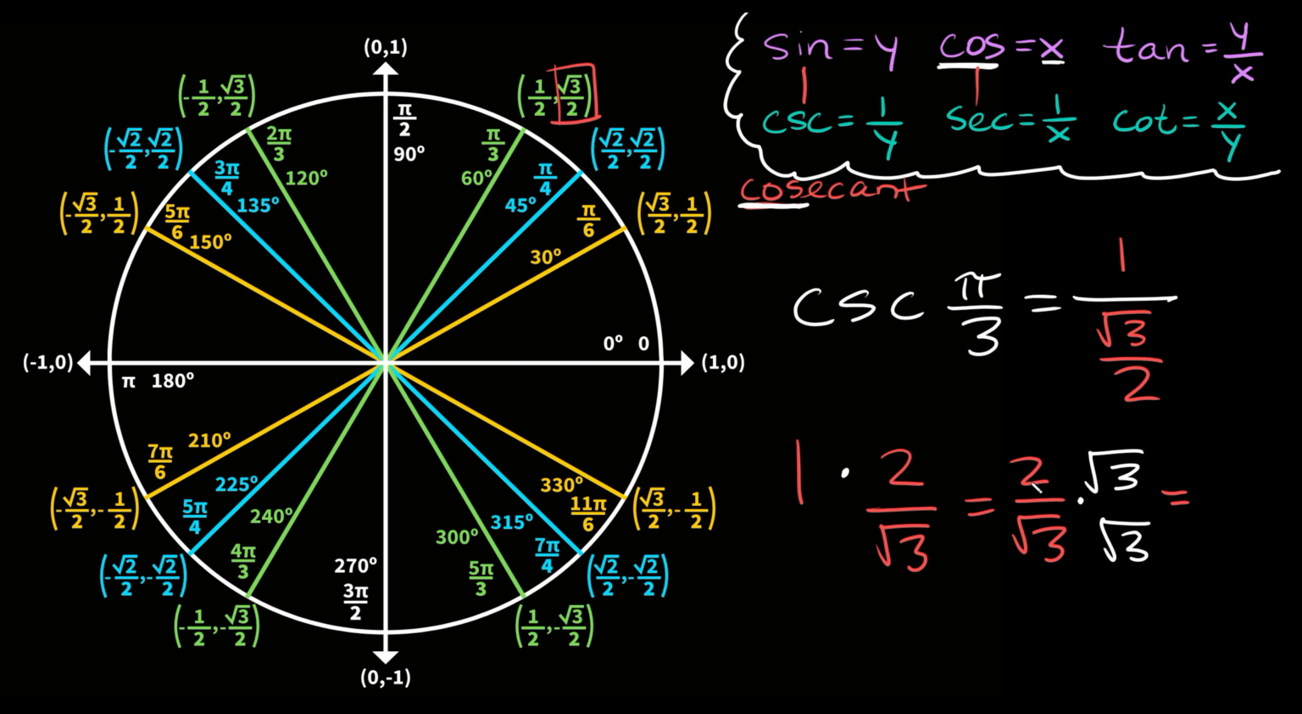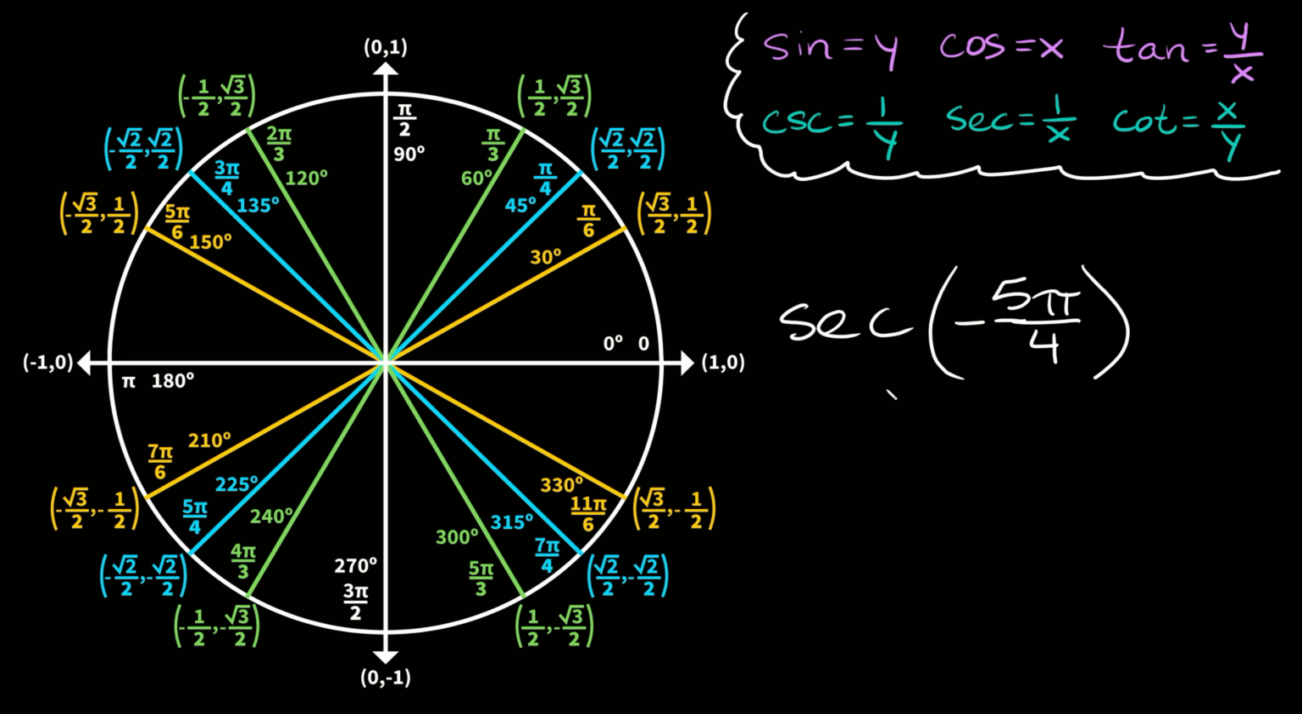Okay, so then on the top we have 2 times root 3, which is equal to simply 2 root 3. And on the bottom, the square root of 3 times the square root of 3 is equal to simply 3. All right, just a couple more here. So now we're going to find the secant of negative 5 pi over 4.